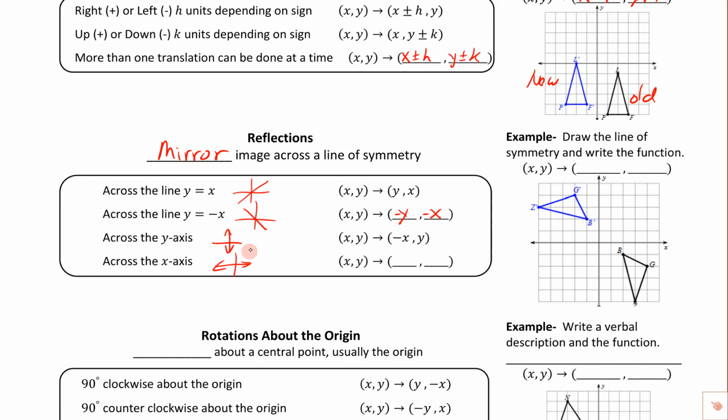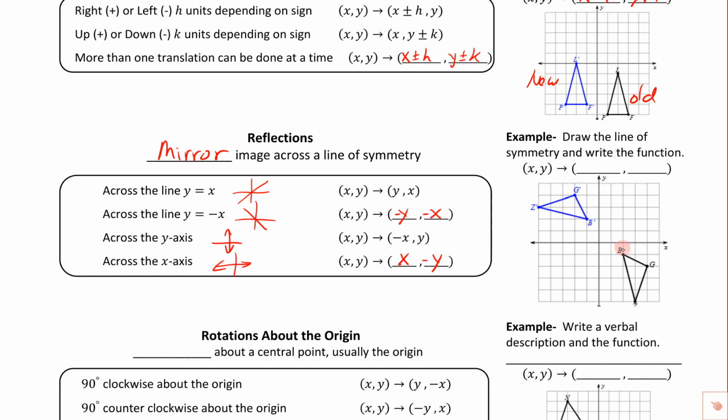So you'll notice as we do that, we're moving in the vertical direction. So what happens here is this is going to be x and then negative y. We're going to change the sign of the y coordinate. So on the example it says draw the line of symmetry and write the function. So let's take a look here.